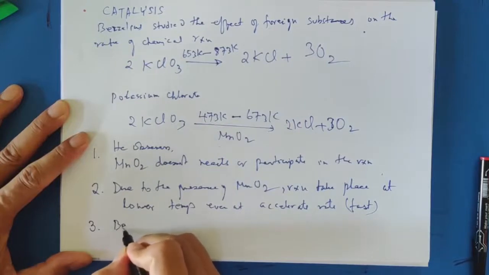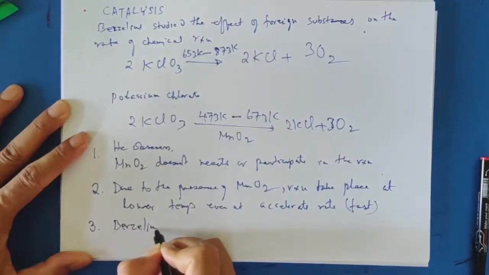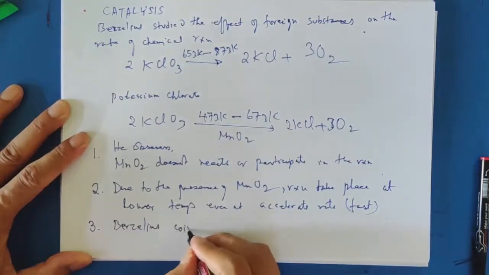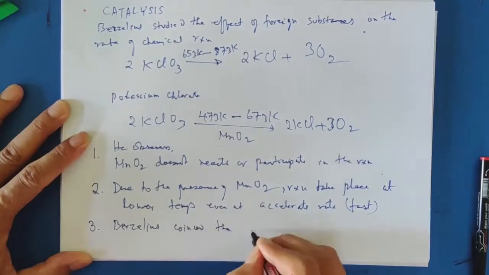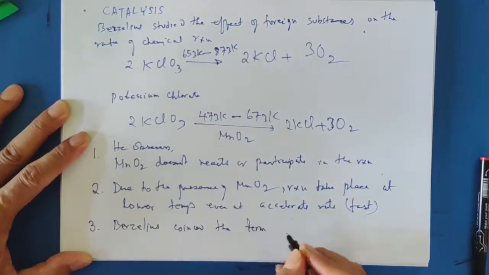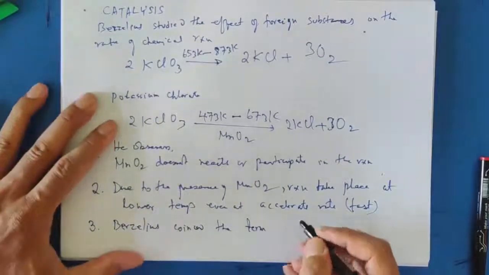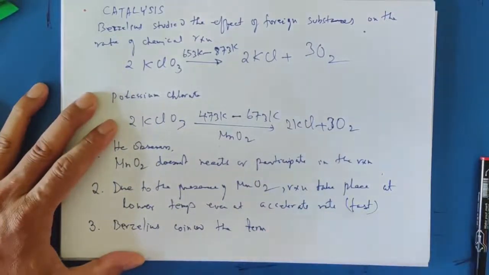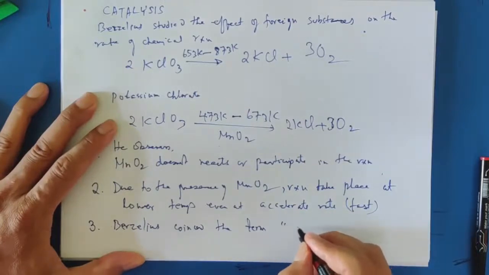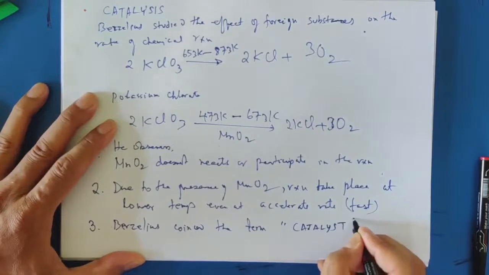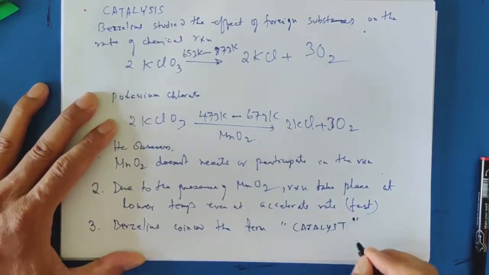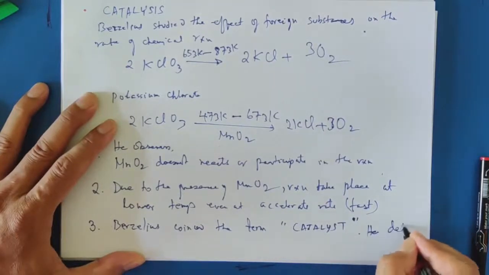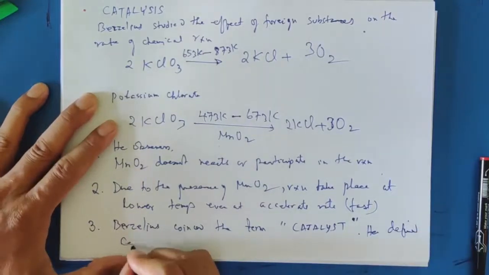So he coined the terms, giving names to this substance. He called this MnO2 a catalyst. Then he defined catalyst as what?